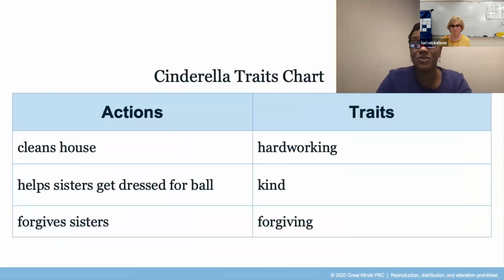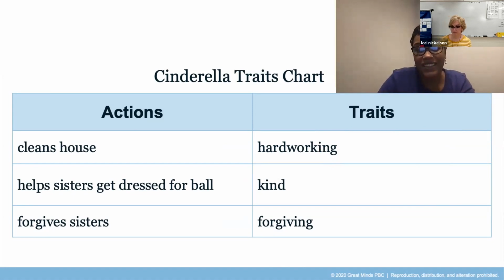Now, to get ready to do that, let's review the Cinderella traits chart. In a previous lesson, you used Cinderella's actions to figure out what Cinderella is like. Today, you are going to begin by choosing the trait you most admire from the right-hand column. What I'd like you to do is read the traits along with me. Hardworking, kind, forgiving. What I'd like you to do is point to the trait that you most admire on the screen.